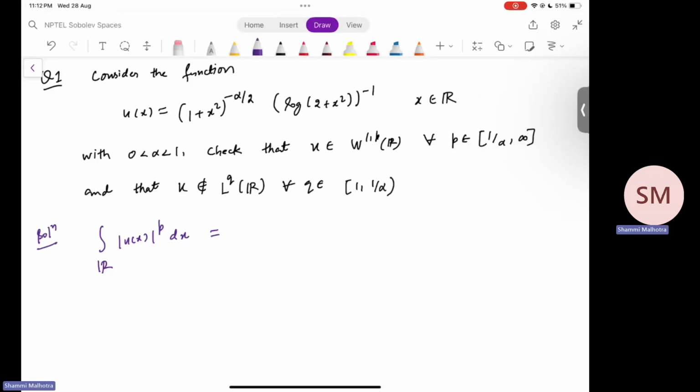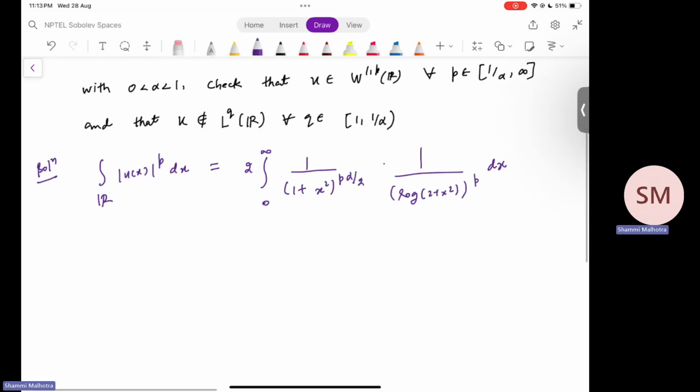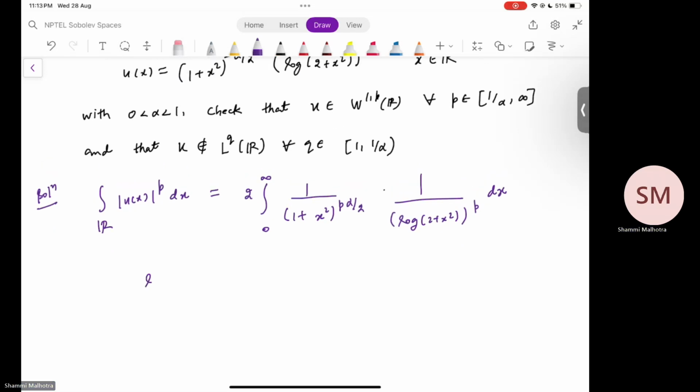Since our function is even, this is nothing but twice the integral from 0 to infinity of 1 upon (1 plus x squared) raised to the power p alpha by 2, times 1 upon log of (2 plus x squared) whole raised to the power p, dx. Ultimately I need this integral to be finite.